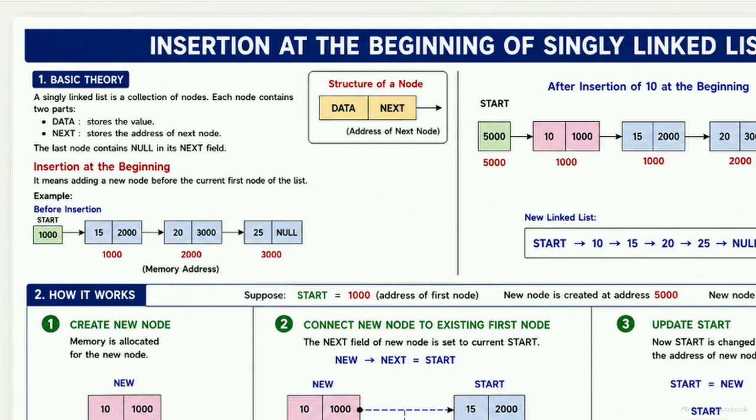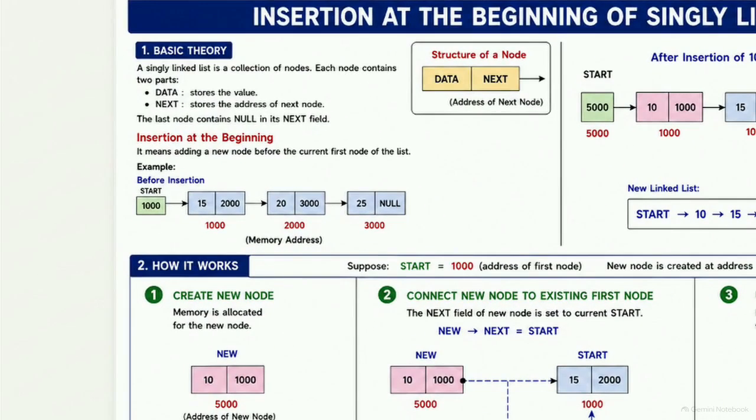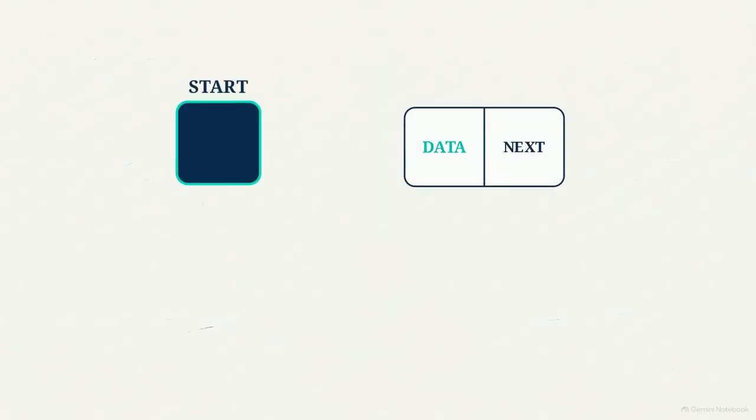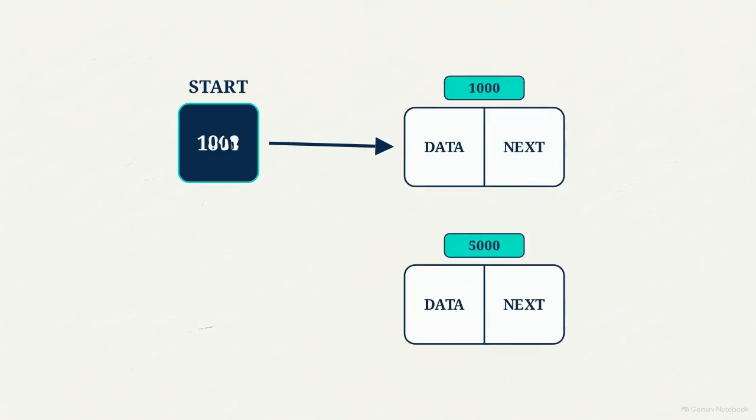Now, let's look at this diagram showing a standard existing list with 3 nodes. Notice the box on the far left labeled Start. The start pointer currently holds the memory address 1000, which points us directly to the first node in our chain. It is vital to understand that Start is not a node itself. It has no data field. It is simply a directional container holding a memory address. This separation of the pointer from the data is what allows us to redirect the flow of the entire chain by updating a single value.